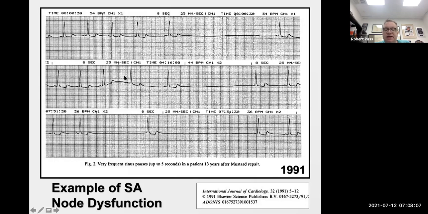And this is just an example of a person 13 years after a Mustard repair from a Holter. And you can see that, basically, there are long pauses where you're in sinus rhythm, and then here's a junctional escape beat, no sinus beat, finally there's a sinus beat. So this can be a serious issue in these patients.